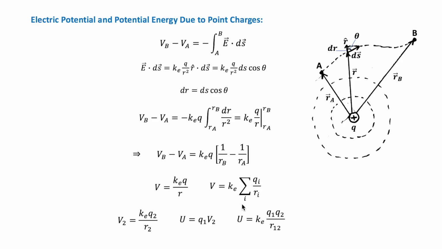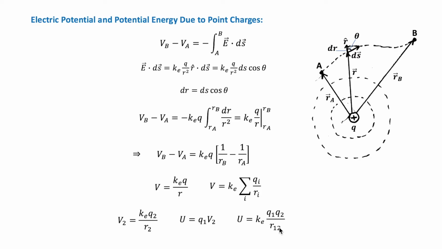So suppose now we have a system of two point charges, Q1 and Q2. Suppose V2 is the electric potential at point P due to Q2. So this is the distance from Q2 to point P. And we want to bring another charge Q1 from infinity and place it at P. Then the potential energy of the two charge system is equal to Q1 V2, and this gives Ke Q1 Q2 over R12, and R12 is the distance between Q1 and Q2, okay?